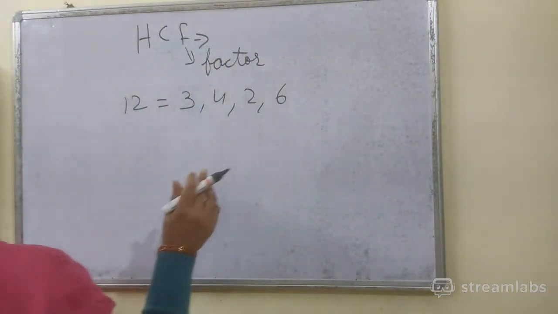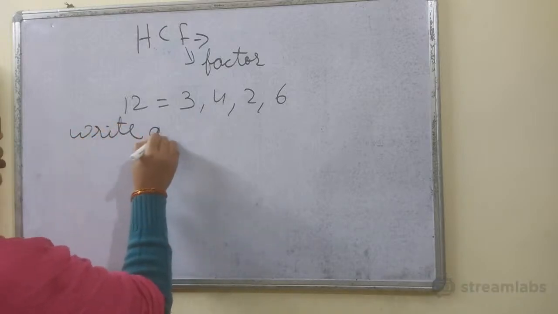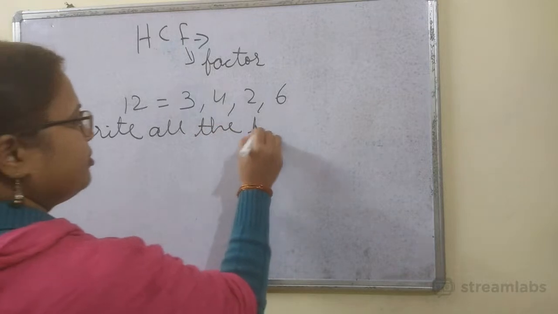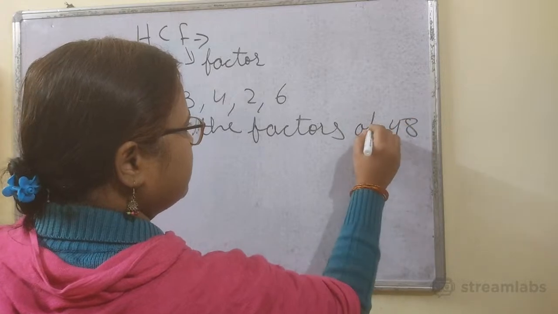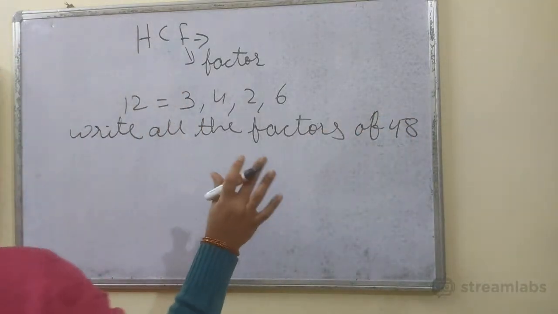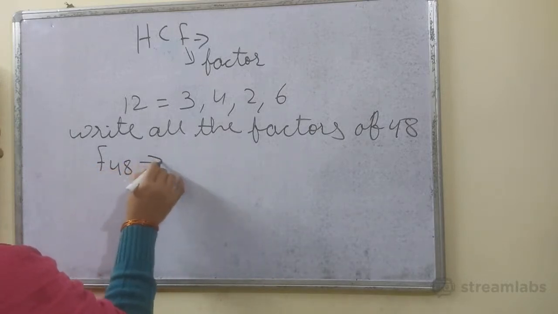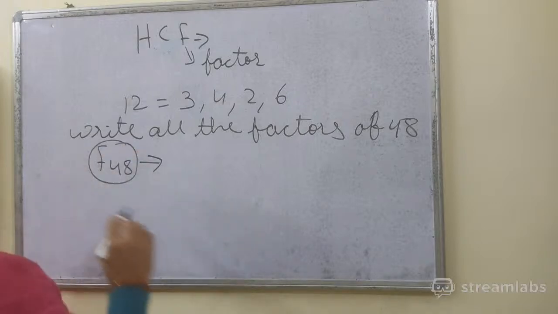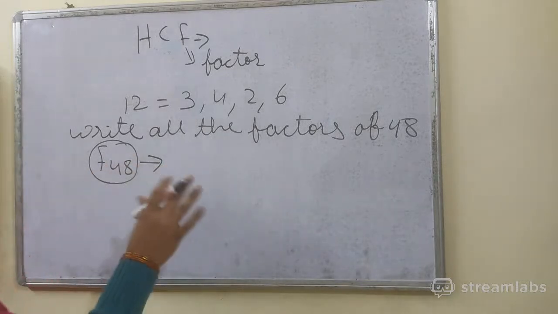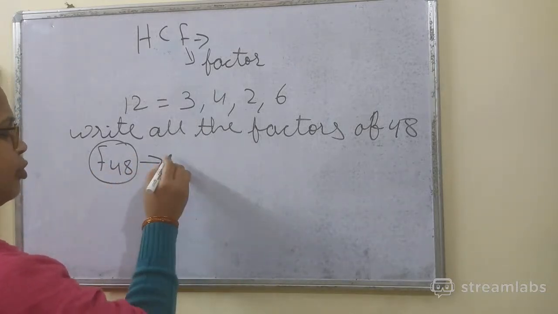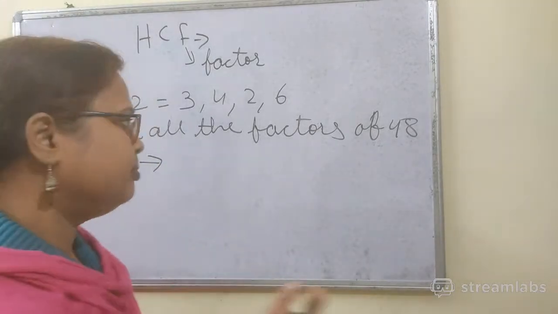Clear? Now, if the question is write all the factors of 48, so how do we write? We write F48. Clear? Sometimes you can get this type of question. It means you have to write all the factors of 48. So what are the factors of 48? Means 48 is divisible by which numbers? Those numbers we have to write here.